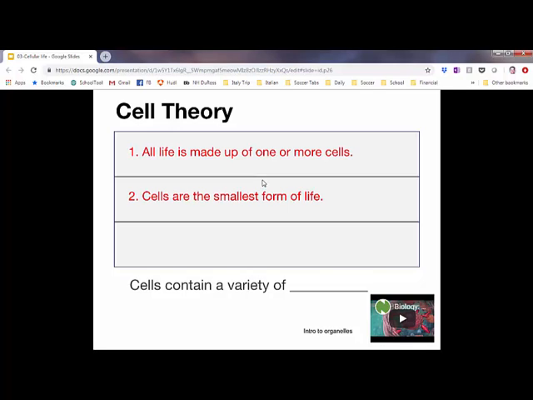And the last part has to do with where cells come from. You can probably guess the answer to that. Where do they come from? Just other cells. Other cells. Cells come from other cells.